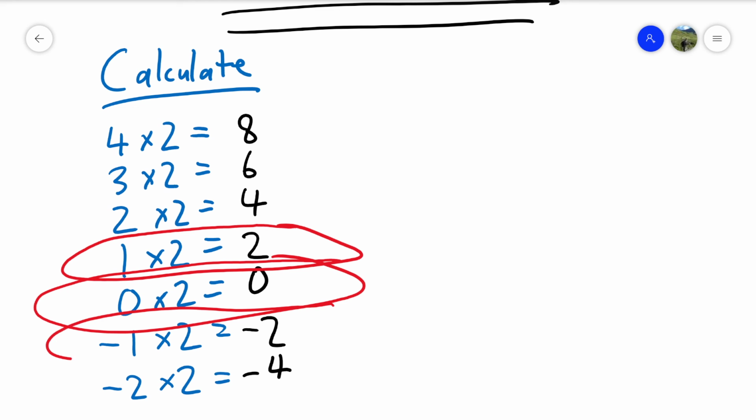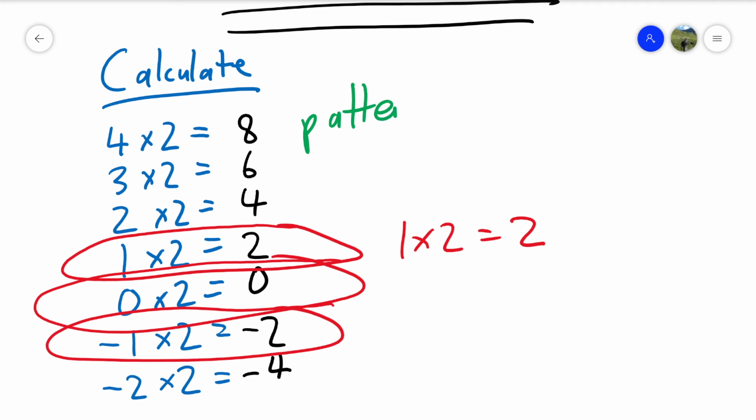I think these 3 are important. 1 times 2 is 2. Some students, with good reason, like to say, why is 1 times 2 2? And my answer is always because of this pattern. This pattern here. That's the reason. Why does this pattern exist?